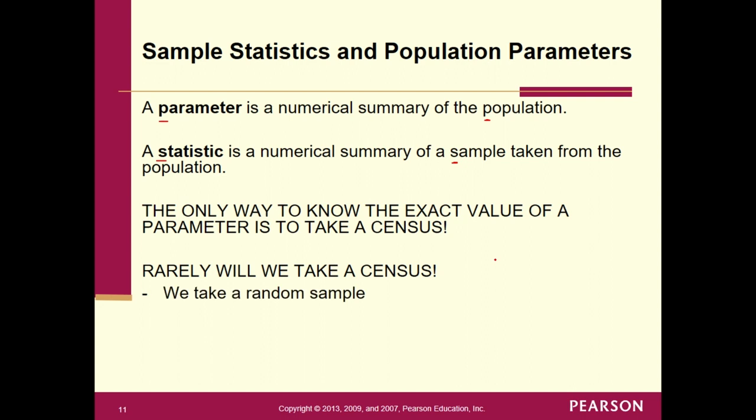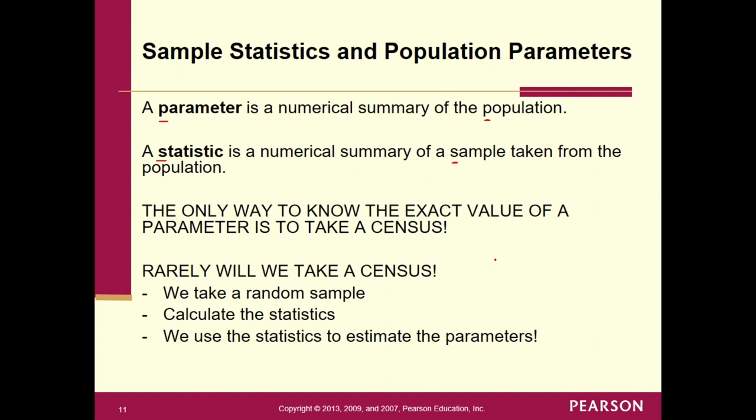What do we do instead? We take a random sample, we calculate statistics, and then here's the key. We use the statistics to estimate the parameters. We use things from the sample to learn about the population. So we calculate statistics coming from samples to learn about the population, about those parameters. We use stats to estimate parameters.